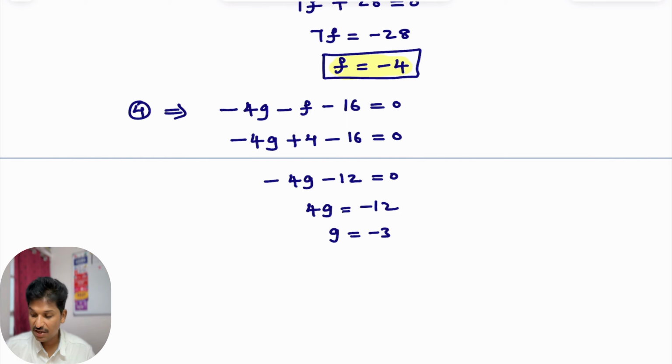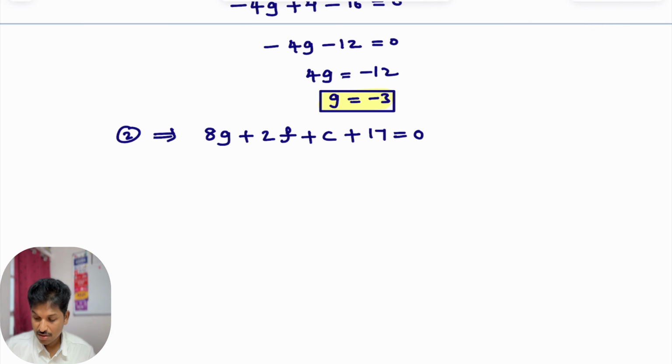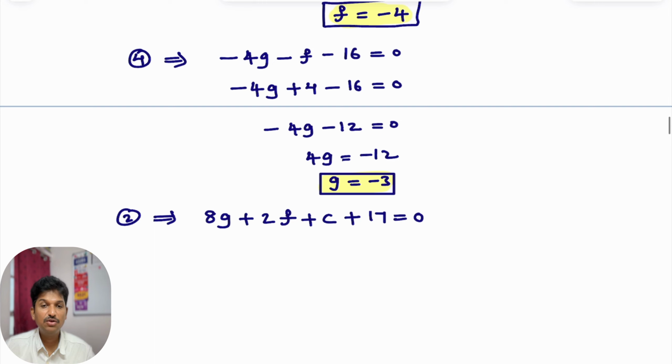You got the second important value, the G value. What you are trying to find? You are trying to find the G value, F value, C value. You already got the G value, F value. Now you need to find the C value. For that, what I'll do, these G value, F value are there now. These two values I'll substitute in any one of these two equations to get the C value. I'll substitute this G value, F value in this equation number 2. This is equation number 2. You substitute the G value, F value in this.